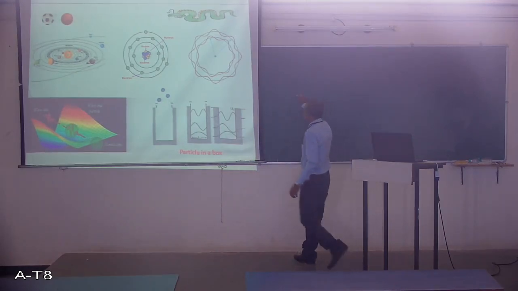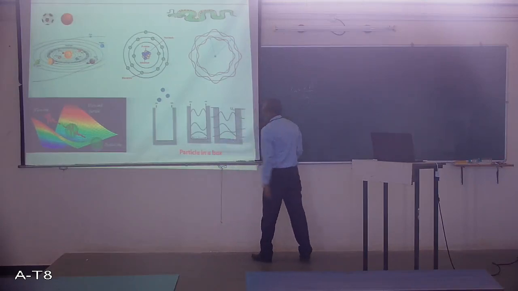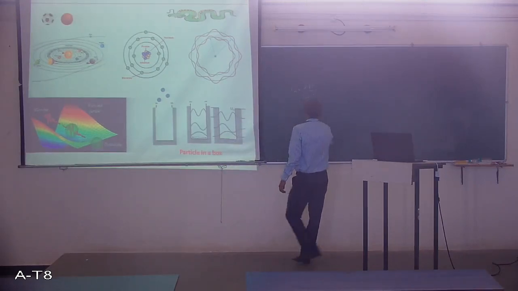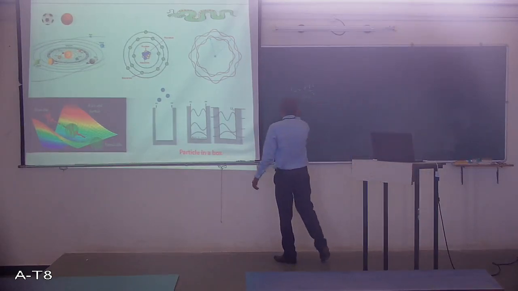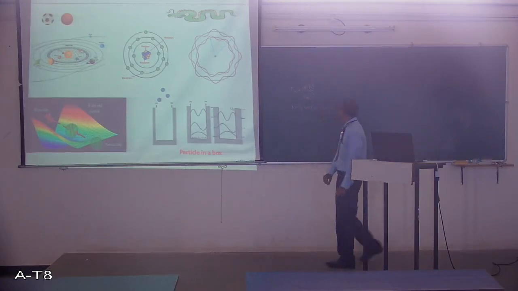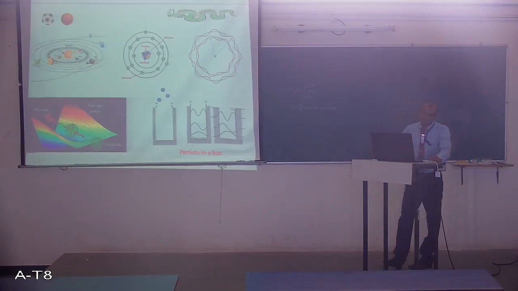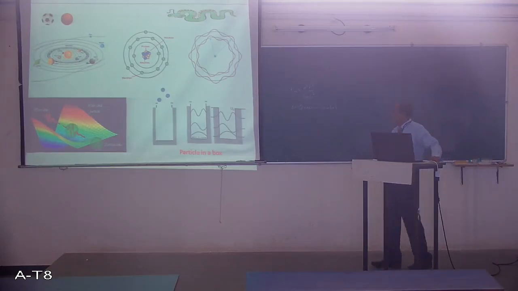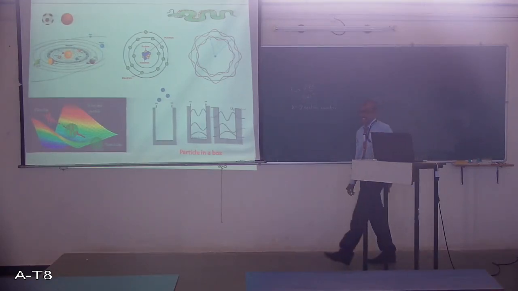So what is that expression? En is equal to n square h square divided by 8m. What is the width of the well? Here L square. In this expression, what is n? n is a quantum number. What is h? Planck's constant. What is m? Mass of the nanoparticle. What is L? Width of the box. What is En? En is the energy level.